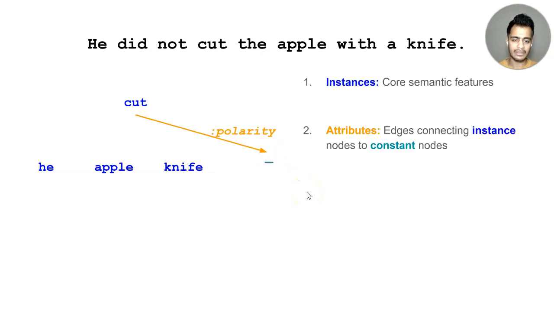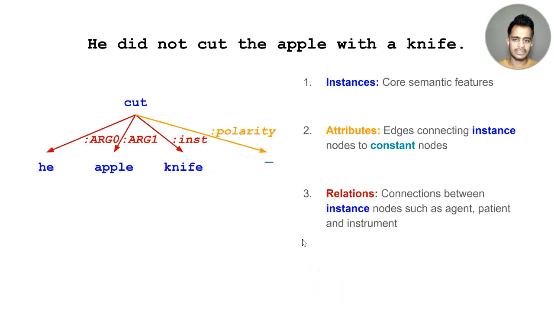The second class of components are called attributes. These are edges which connect instances to constant nodes. In this case, you can see that the negation of the verb cut has been represented by this edge polarity connected to this negative sign.